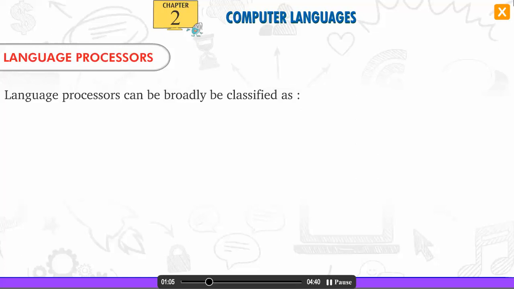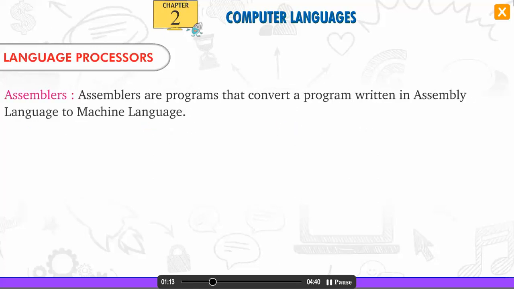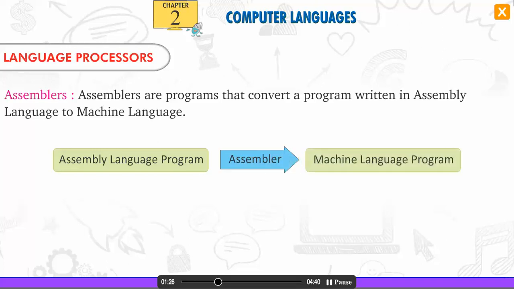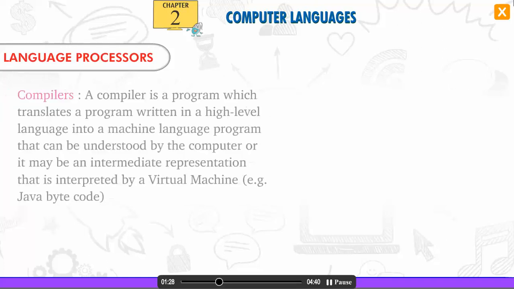Language processors can broadly be classified as assemblers, compilers and interpreters. Assemblers are programs that convert a program written in assembly language to machine language. Assembly language program, assembler, machine language program.